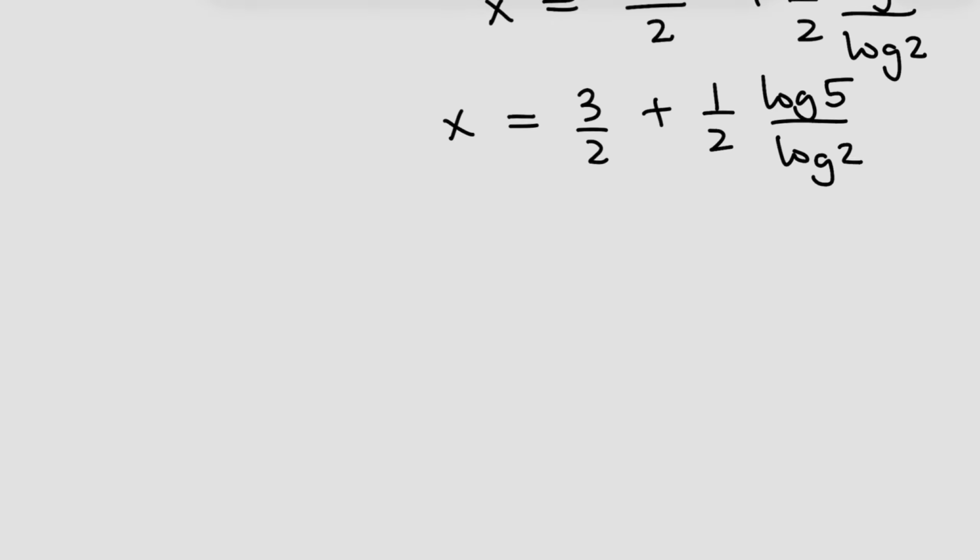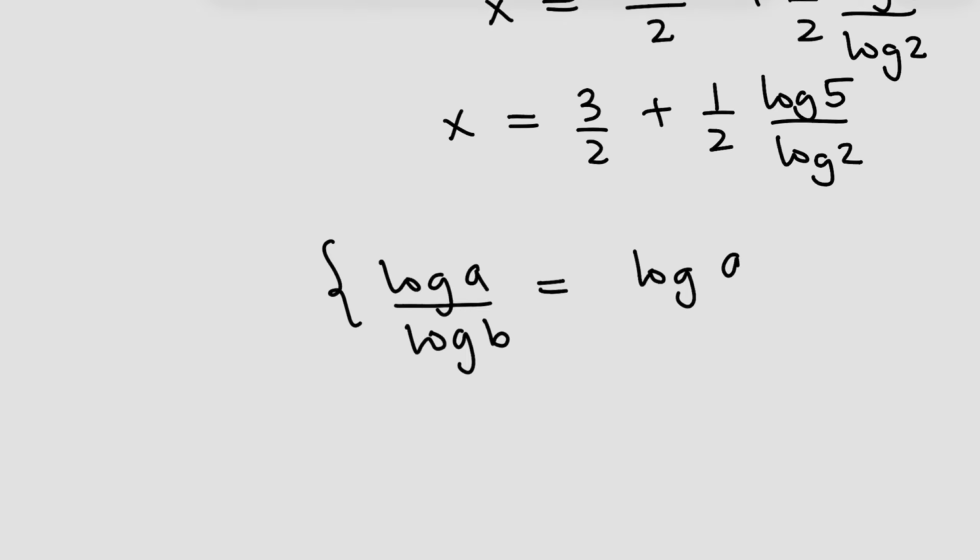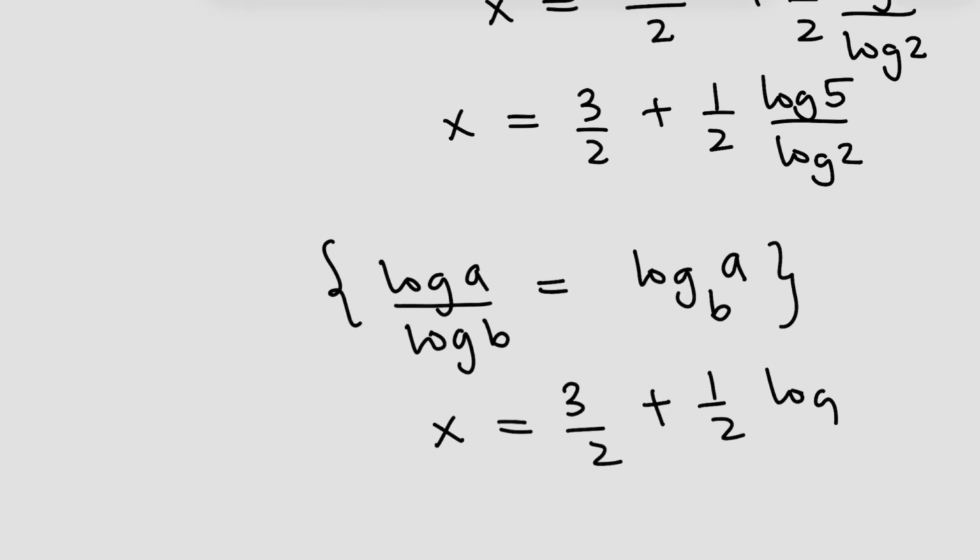Then we apply the law of logarithm. Log a divided by log b is expressed as log a base b, giving us x is 3 over 2 plus 1 over 2 log 5 base 2. This is our final answer for this problem.